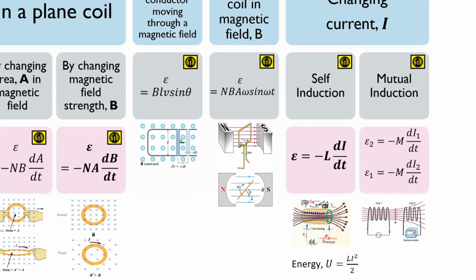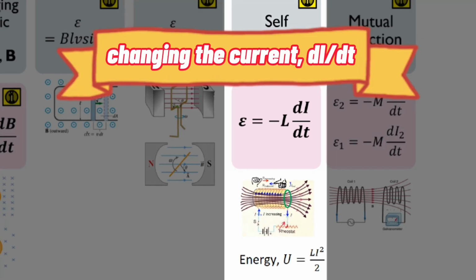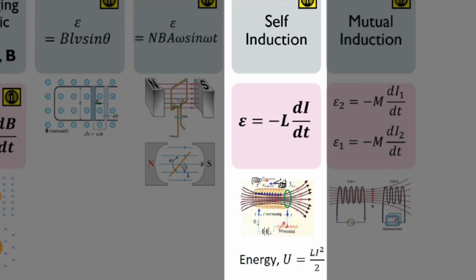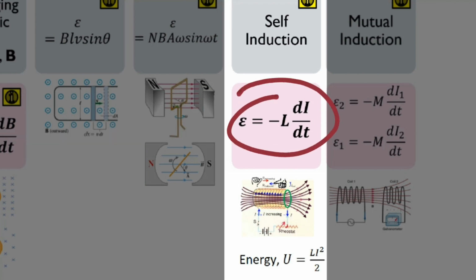The last part in Chapter 5 is self-induction and mutual induction. For self-induction, L, EMF is induced when the current in the coil is changed, hence di over dt. This process happens in a split second. The induced EMF is also called back EMF. The equation is EMF equals negative L di over dt. The value of L depends on the shape of your inductor.